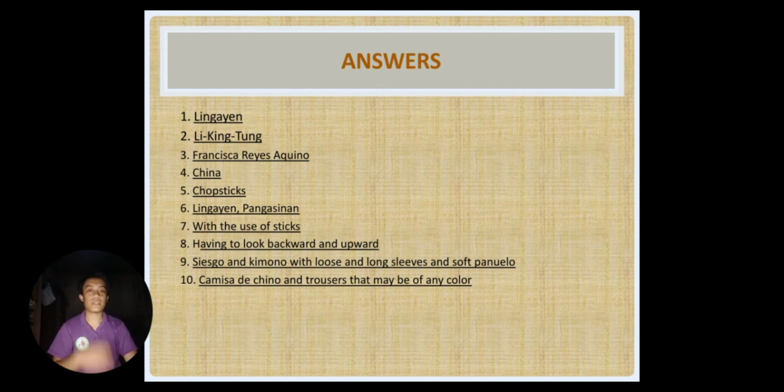So the answers for number 1, we have Lingayen. We have Li King Tung for number 2. Number 3, Francisca Reyes Aquino. Number 4, China. Number 5, Chopsticks. Number 6, Lingayen, Pangasinan. Number 7, With the Use of Sticks. Number 8, Having to Look Backward and Upward. Number 9, Chiesgo and Kimono with Loose and Long Sleeves and Soft Panuelo. And number 10, we have Camisa de Chino and trousers that may be of any color.